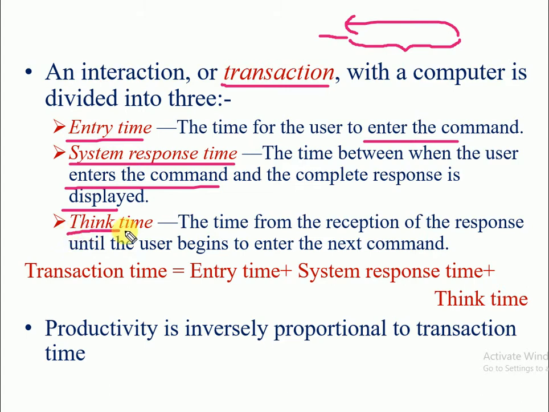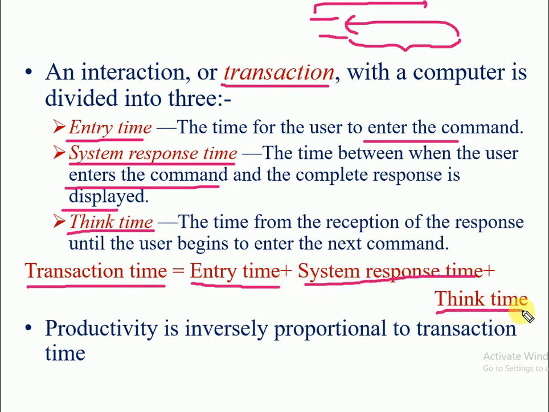Then there is the think time, the time from the reception of the response until the user begins to enter the next command. After getting the first response, the user will think for some time before giving the next command. That is the think time. So the overall transaction time is defined as the entry time plus system response time plus the think time. That is the transaction time considered for evaluation of a computer system.